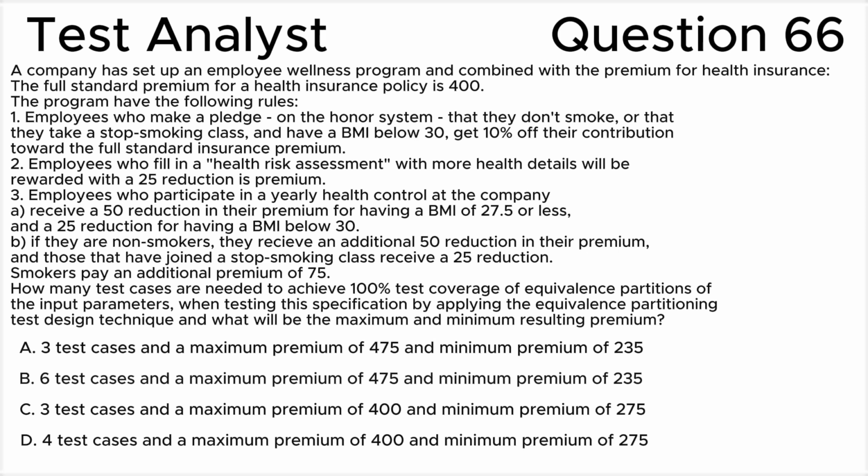A. Receive a 50 reduction in their premium for having a BMI of 27.5 or less, and a 25 reduction for having a BMI below 30. B. If they are non-smokers, they receive an additional 50 reduction in their premium, and those that have joined a stop smoking class receive a 25 reduction. Smokers pay an additional premium of 75.